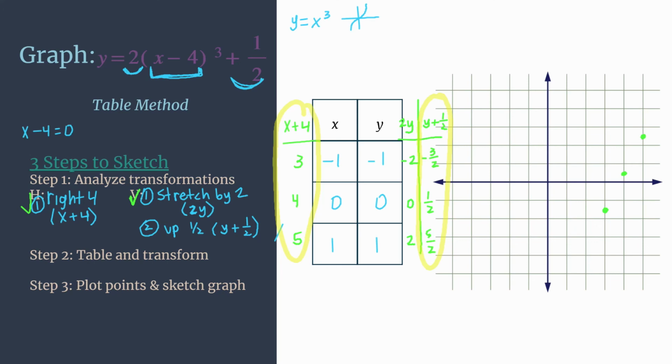So you can see how this vertical snake has been vertically stretched out a little bit. It's shifted right, and moved up just slightly. So let's sketch our graph through here. And that is a transformation of y equals x cubed using the table method.